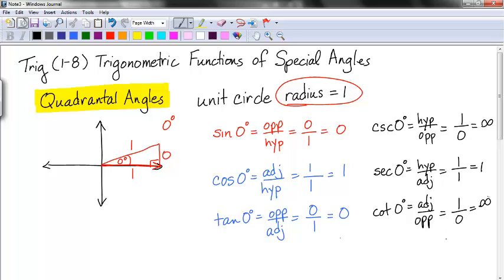Okay. Notice on this, last week I said that the reciprocals multiply together to give you 1. Well, this is going to be the exception, because when you get like sine is 0 and cosecant is infinity, when you multiply those together, you're not going to get 1. The quadrantals, you're going to get some special cases there.